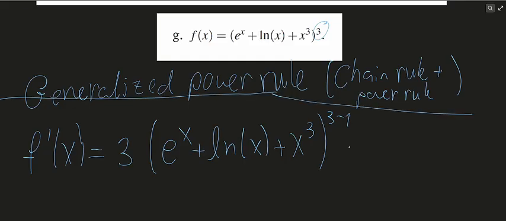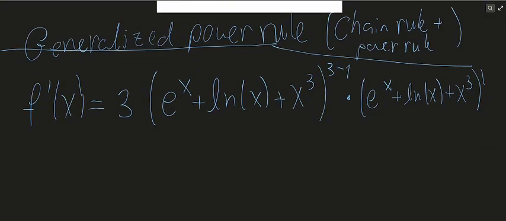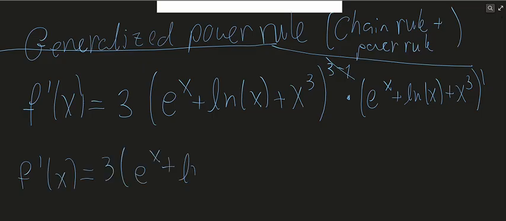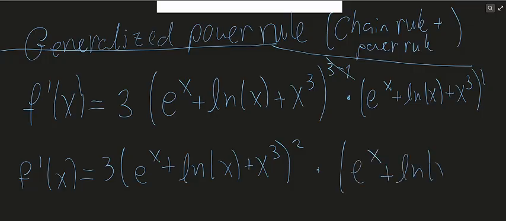And that is multiplied by the inner derivative, the derivative of what's inside the parentheses, so e to the x plus ln of x plus x cubed, prime. Good. Now, what do we have here? We have 3 minus 1, that's 2. So we have f prime of x is equal to 3 times e to the x plus ln of x plus x cubed to the power of 2, multiplied by the derivative of e to the x plus ln of x plus x cubed, all of that prime.